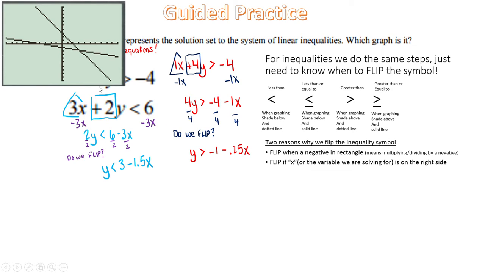Okay, now I need to put both of these into my y equals key and graph it. Now when you graph it, pay attention to which one comes out first. If you type this one in first, then that would be this line. And you have to use this symbol, which means shaded above.